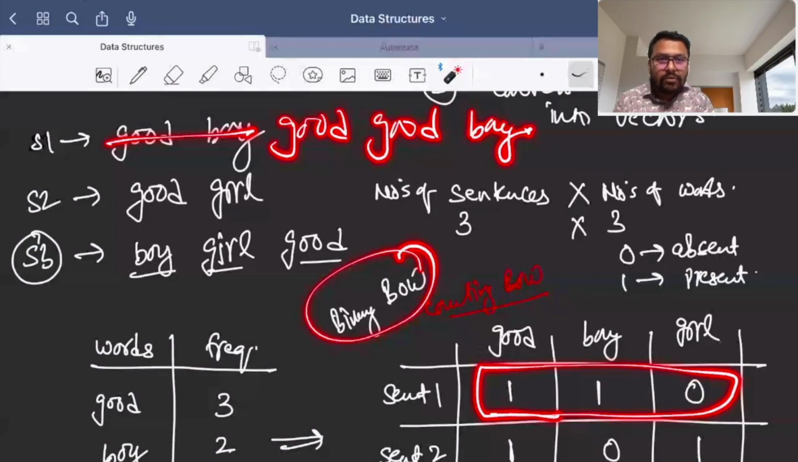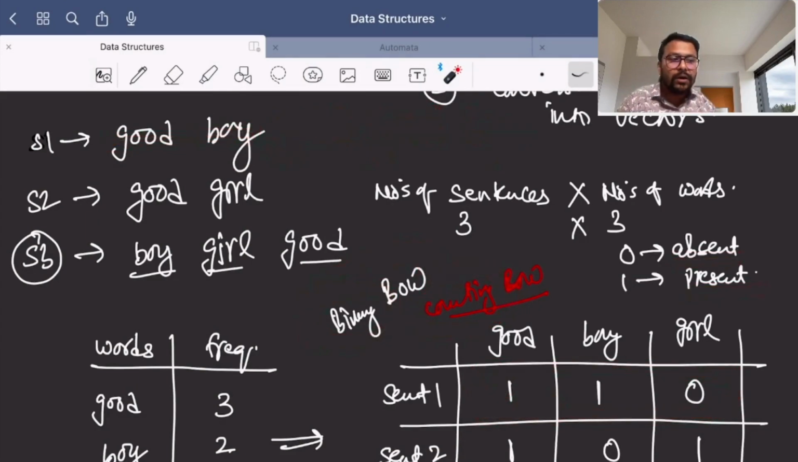But in case of counting bag of words, it will become 2. It will tell us the frequency of each word. So this will give you the frequency. In counting bag of words, we write the frequency. In binary bag of words, we only write present or absent. That's all. This is how we can find the matrix using bag of words.